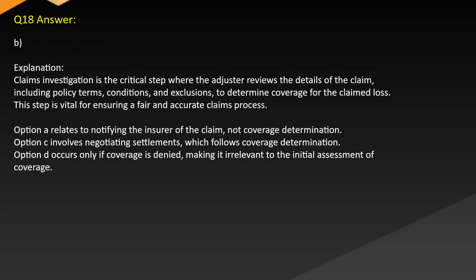Answer: B. Explanation. Claims investigation is the critical step where the adjuster reviews the details of the claim, including policy terms, conditions, and exclusions, to determine coverage for the claimed loss. This step is vital for ensuring a fair and accurate claims process. Option A relates to notifying the insurer of the claim, not coverage determination. Option C involves negotiating settlements, which follows coverage determination. Option D occurs only if coverage is denied, making it irrelevant to the initial assessment of coverage.